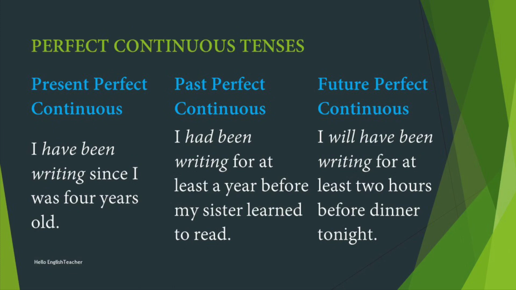So, let us look at the example here. I had been writing for at least a year before my sister learned to read. So, you can see how the action had been taking place in the past and concluded before something happened. So, had been writing is the past perfect continuous, that is had plus been plus the present participle form of the verb. And the last one is the future perfect continuous tense.